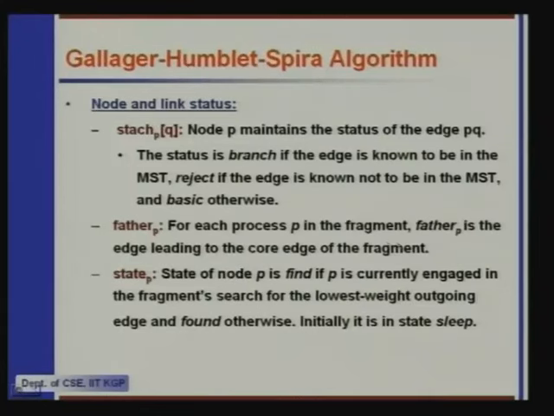So, father P points to the edge leading to the core edge of the fragment, and state P of a node can be find if P is currently engaged in the fragment search for the lowest weight outgoing edge and is found otherwise. So, when the fragment is searching for the lowest weight outgoing edge, then the status of the node P is find, and when it has found the lowest weight outgoing edge, its status is found. And initially it is in the state sleep. So, these are the states of the process.